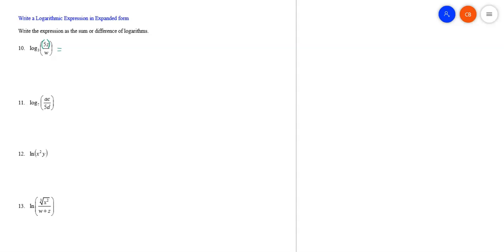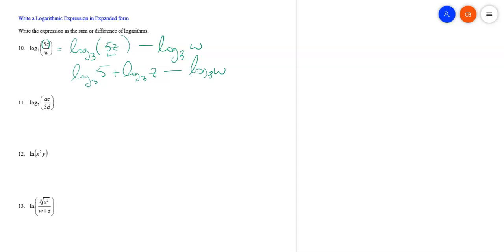When we use the quotient property to expand this one, we should go log base 3. Of course, always the base stays the same. We go log base 3 of the numerator, which is 5z, and then minus log base 3 of the denominator, which is w. But now inside of this, what used to be the numerator, we have a product, this 5z, so we're able to expand that one as well by using the product property, with the same base: log base 3 of 5 plus log base 3 of z minus log base 3 of w. And that will be the fully expanded form for this one.